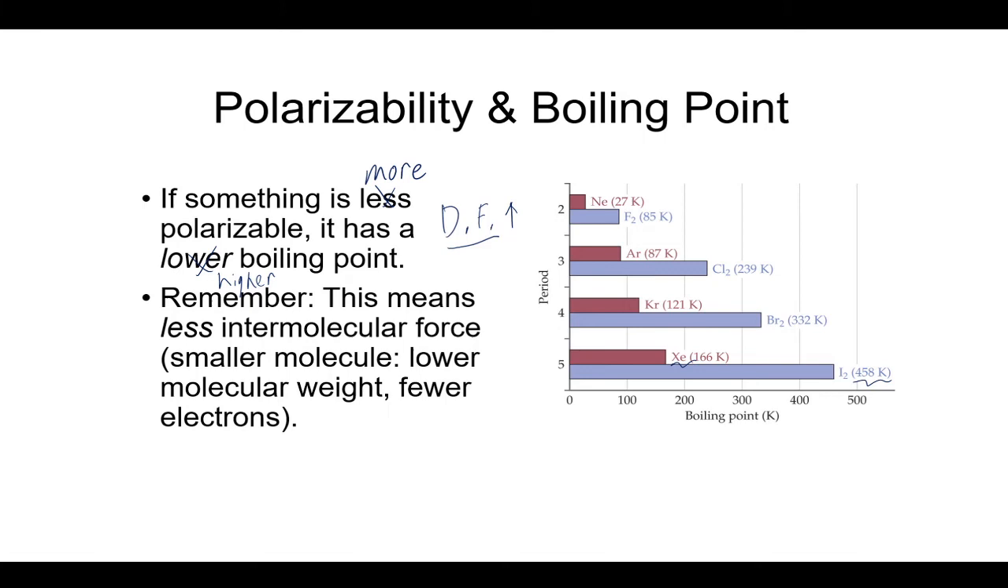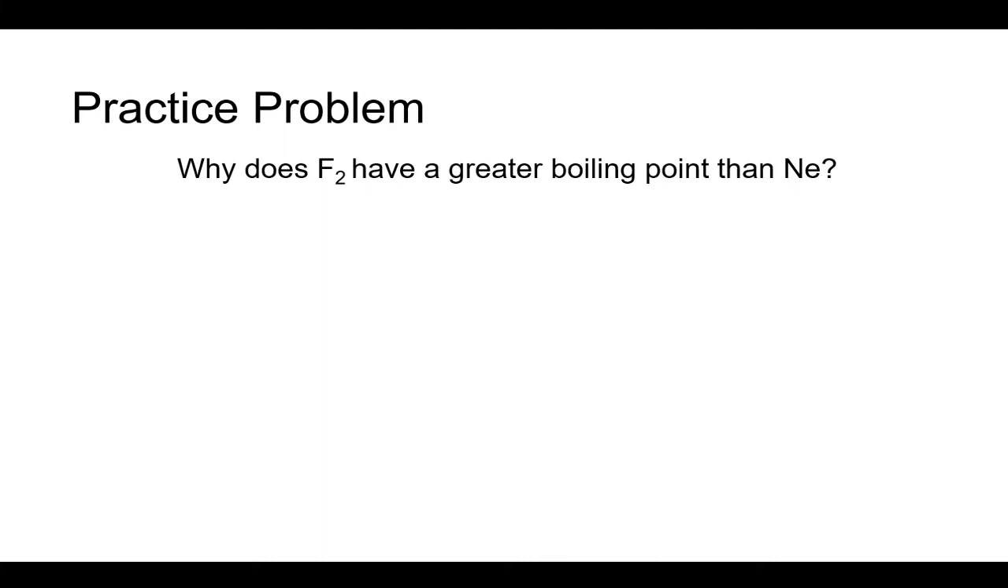So we're going to pause here and take 30 seconds or so to think about if you can justify why, and each reason why, F2 has a greater boiling point than neon. Good luck. Okay, time's up. Why does fluorine have a greater boiling point than neon?